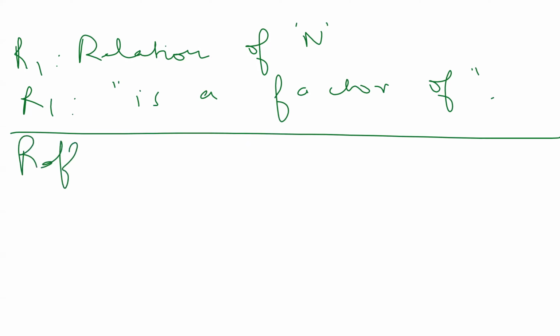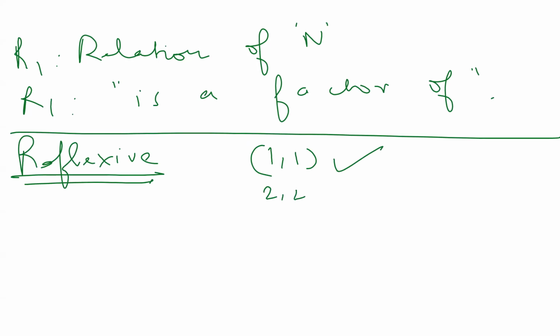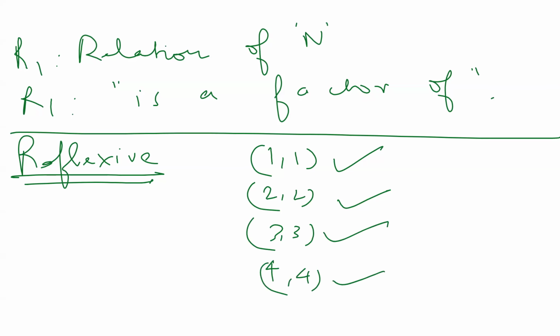So reflexive. Natural numbers. 1 is a factor of 1. Is this true? Yes. 2 is a factor of 2. Yes. 3 is a factor of 3. Yes. 4 is a factor of 4. Yes. So it is reflexive. Every natural number is related to itself.